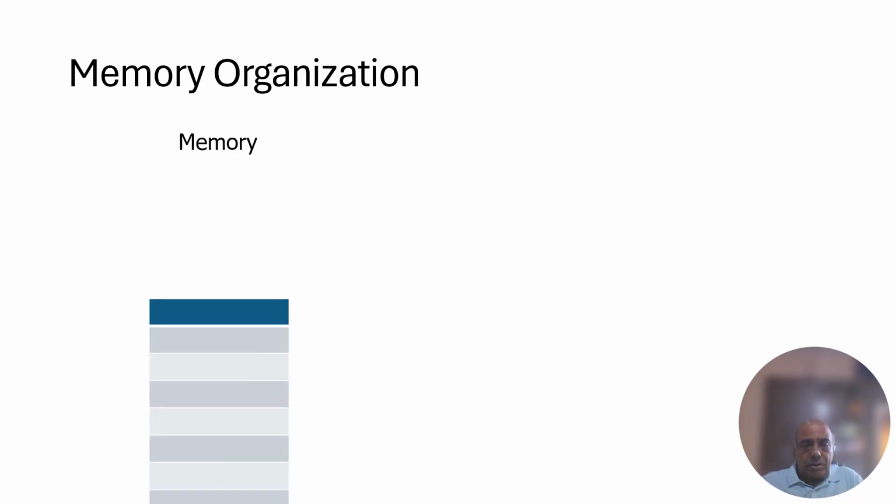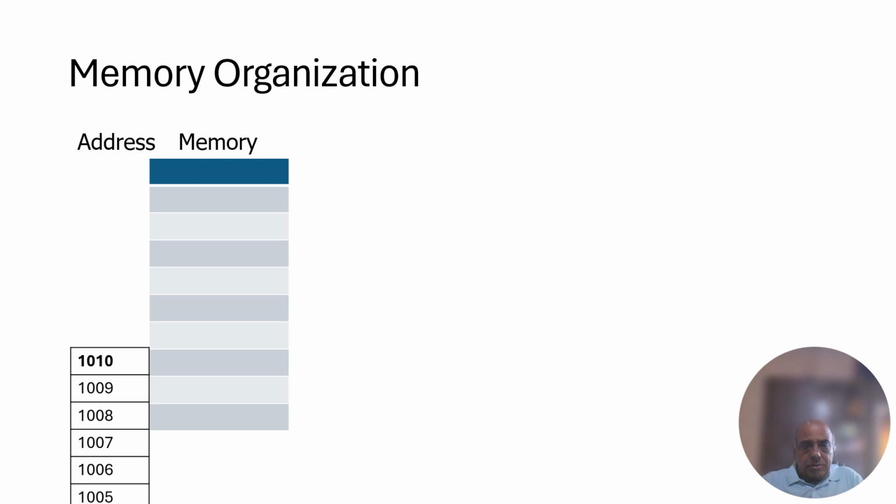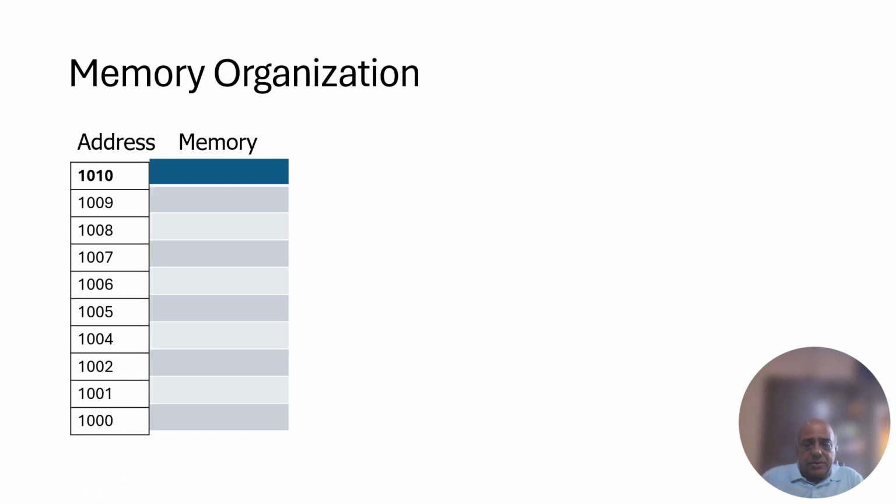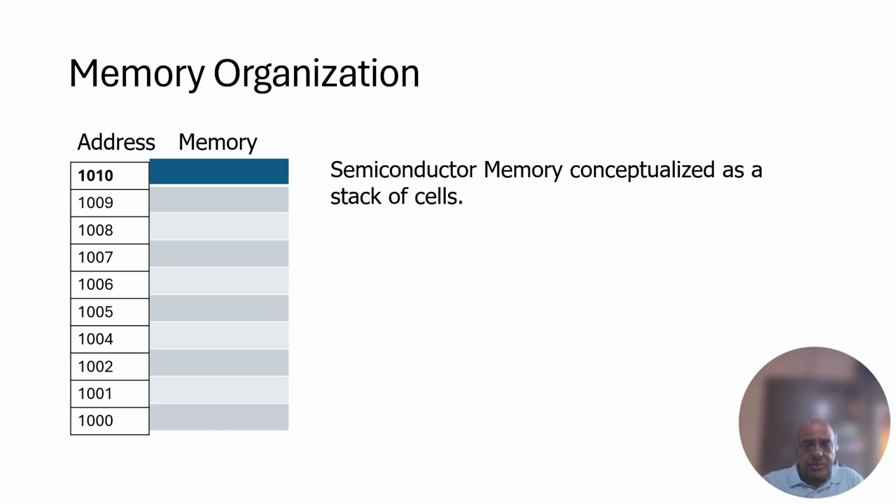How is memory organized? Memory is a stack. We can conceptually look at it as a stack of 1 byte memory cells having unique addresses. Each memory cell has its address, which is unique to it.